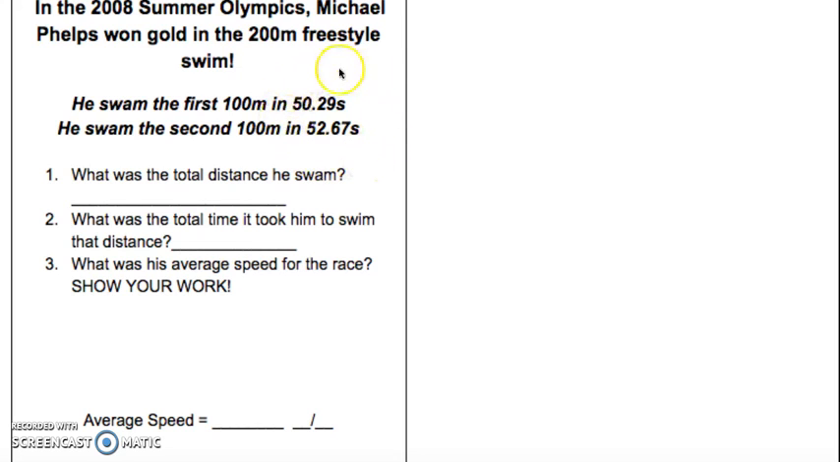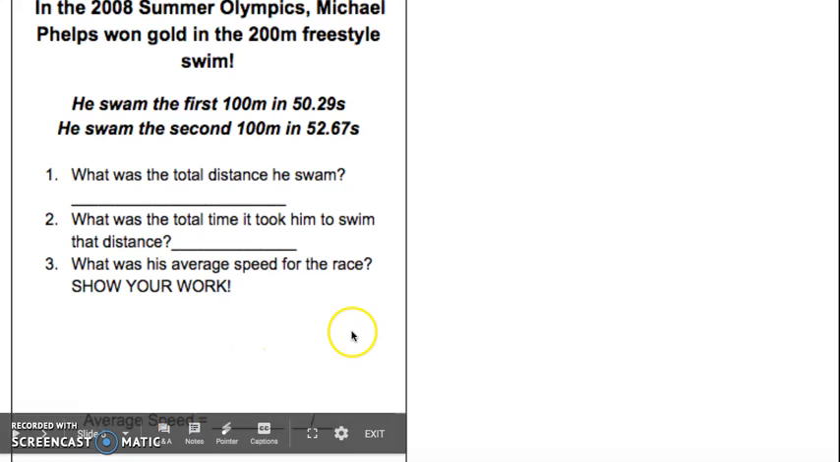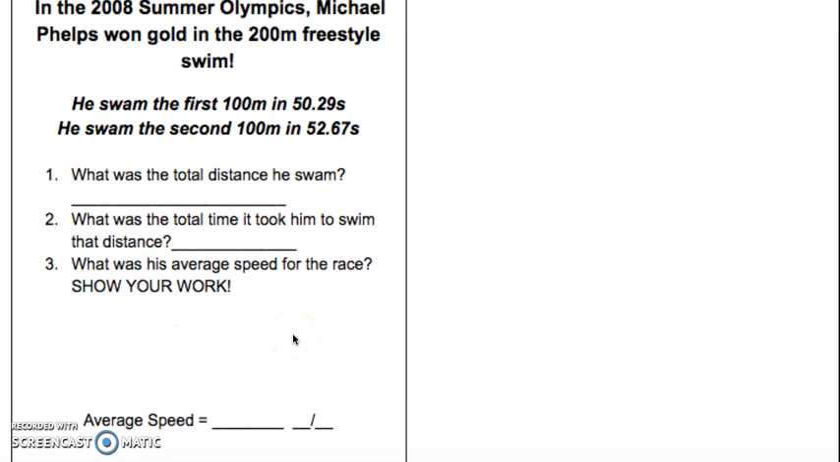So now we need the total time. Number 3, what was his average speed for the race? So you have your total distance and your total time, and you're doing your speed word problem, your speed equation. Press pause, press play when you are finished.